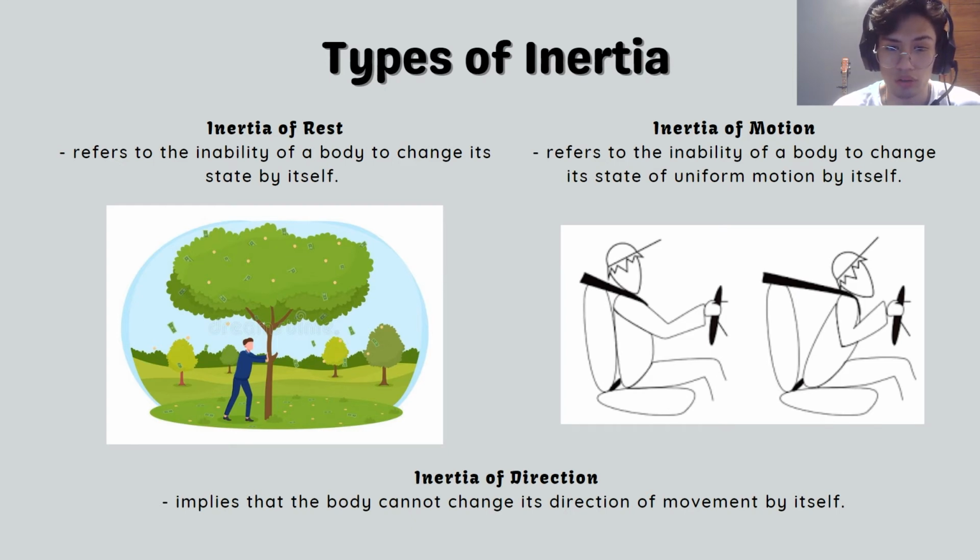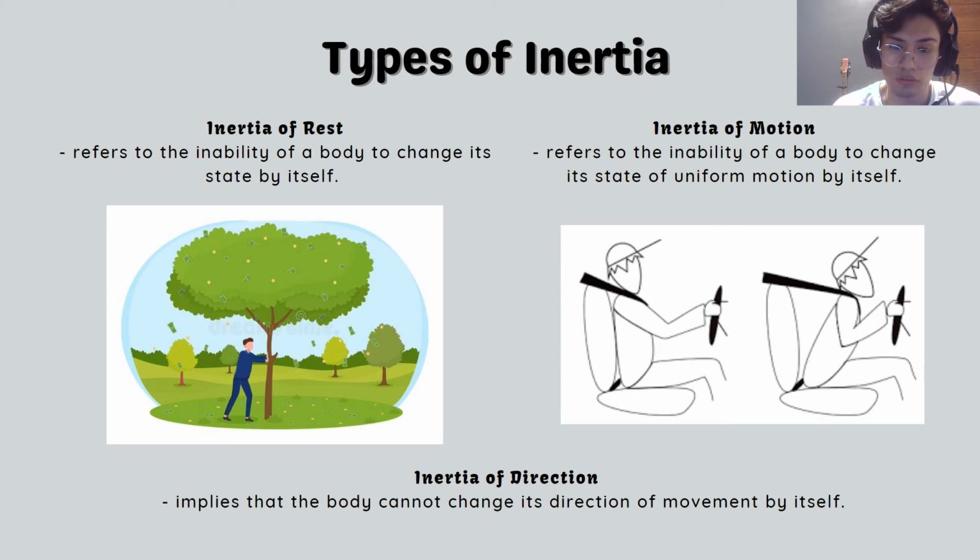The second is inertia of motion. It refers to the inability of a body to change its state of uniform motion by itself. For example, when a moving car suddenly stops, the person sitting in the car falls forward because the lower portion of the body in contact with the vehicle comes to rest. In contrast, the upper part of the body tends to remain in motion due to the inertia of motion.